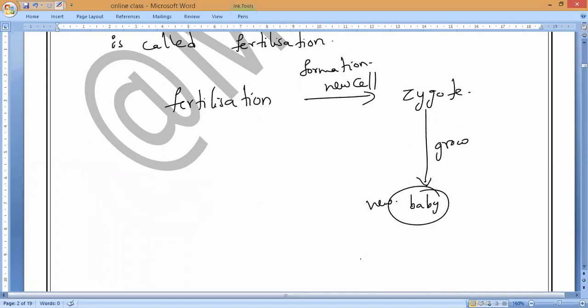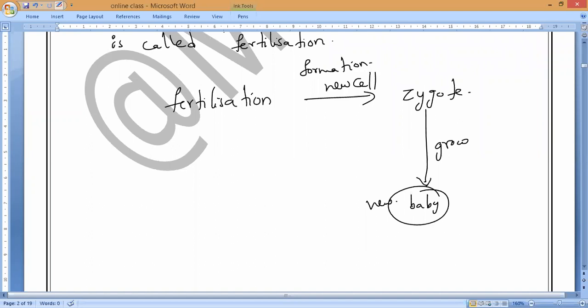Now, if you see the unborn baby, for example in cats and dogs, 3 months is the period. In humans, how many months does it take after formation of the zygote? 9 months, correct or not? 9 months. For an elephant, 600 days. So an elephant takes 600 days to give birth to one elephant.